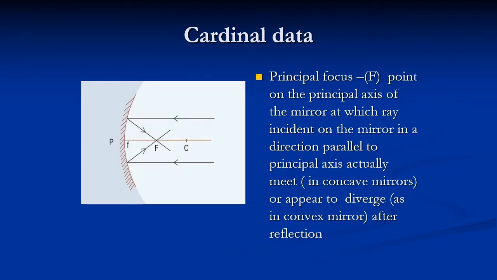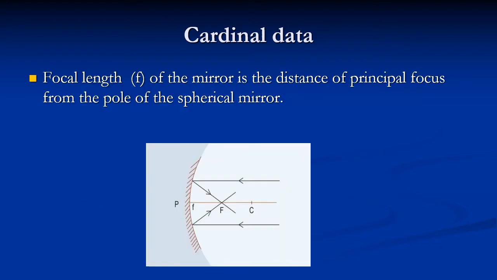Principal focus is a point on the principal axis of the mirror at which rays incident on the mirror in a direction parallel to the principal axis meet, in concave mirrors, or appear to diverge from, in convex mirrors, after reflection. Focal length of the mirror is the distance of the principal focus from the pole of the spherical mirror. This is called the focal length.